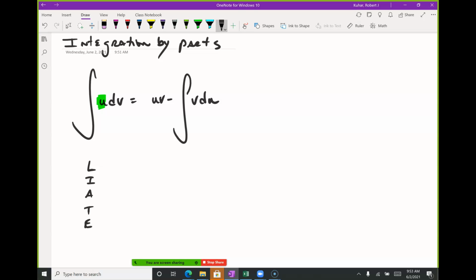And so this is my choice for u in order. So my first choice would be L, which is a logarithm. I, inverse trig. A, algebraic polynomials. Okay. T, trig, and E, exponentials. So my first choice would be a log, an inverse trig, algebraic polynomials, okay, a trig, and then an exponential. So this is my choice of u in order.